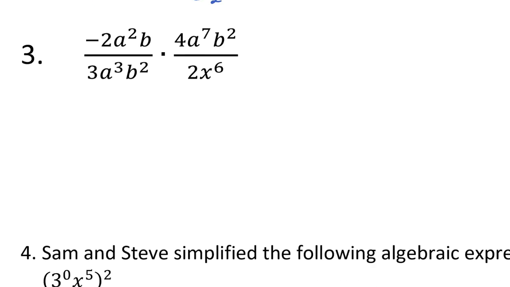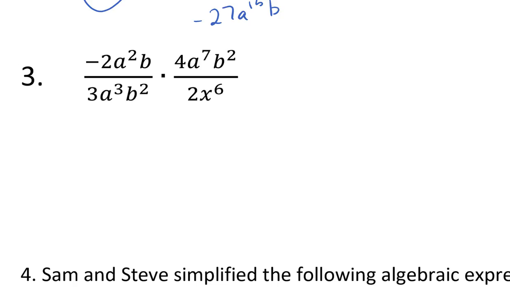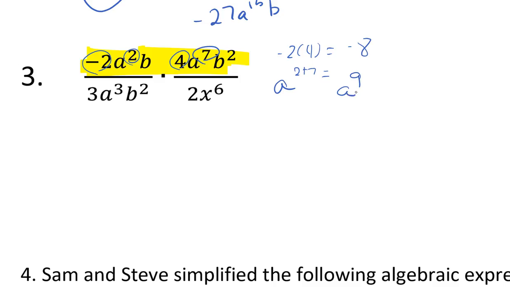And then if you look at number 3, we have a whole lot going on here. So let's simplify the tops together. Let's just work out the top. So that is -2 times 4, which is -8. Then we have a, and its exponents are 2 and 7. So 2 plus 7 equals 9, a to the 9th. And then we have b, which has a 1, and then b, which has a 2. I'm going to write b to the 1 plus 2 equals b to the 3rd. So on top, I'm going to have -8, a to the 9th, b to the 3rd.